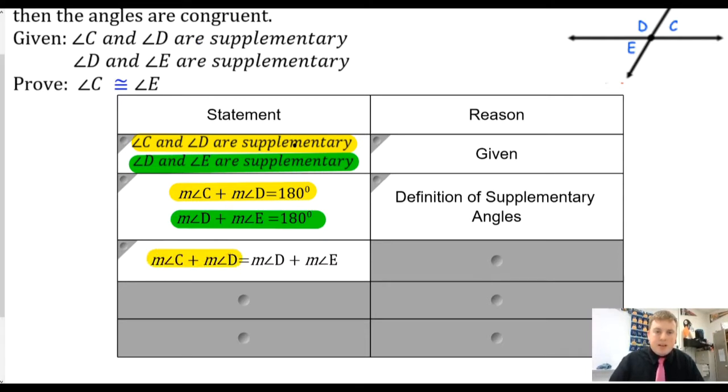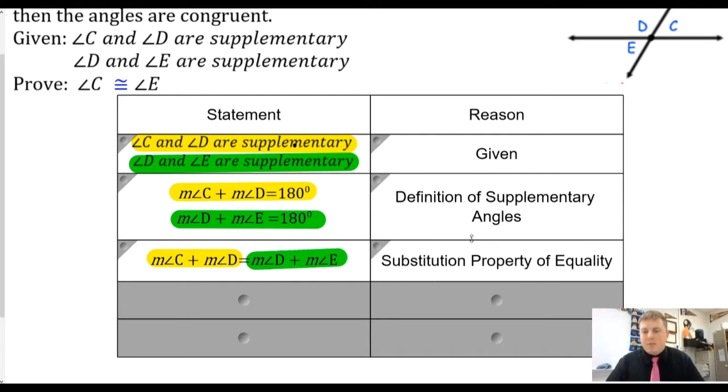And then I can take my section that was green that was equal to 180, and I can set those equal to each other. And what lets me do that is the substitution property of equality. What makes this different than the last one where we used the transitive property is that we only had one term equal to the 180. This time, we're actually adding some different terms together. So because it's more complex, we're going to have to use the substitution property of equality rather than the transitive property of equality.